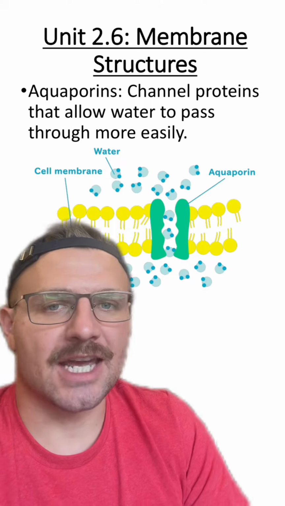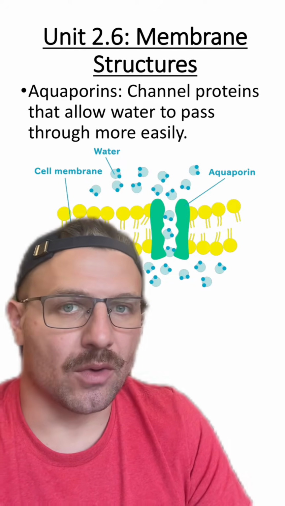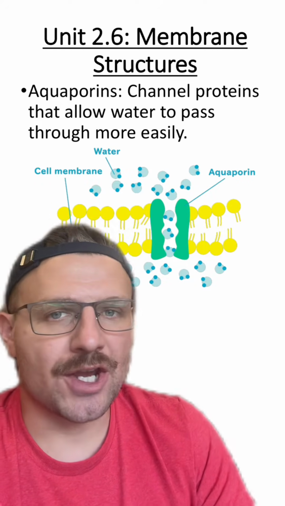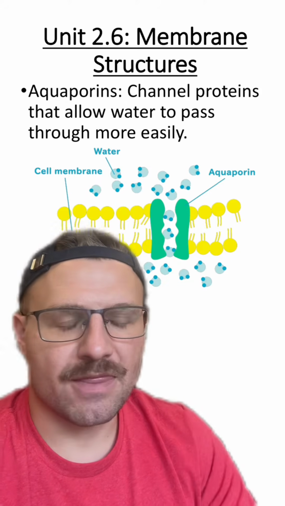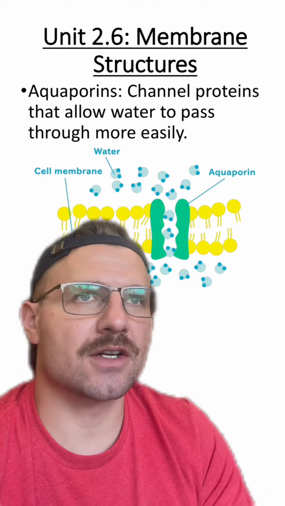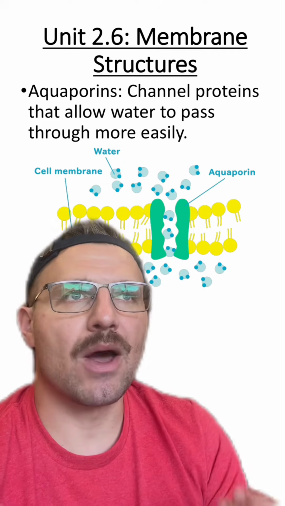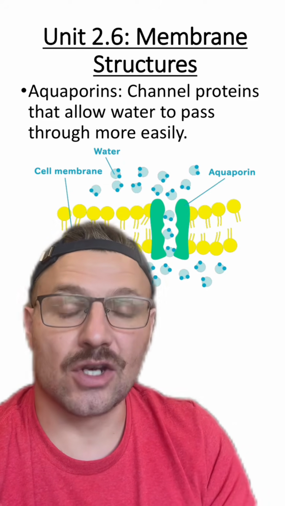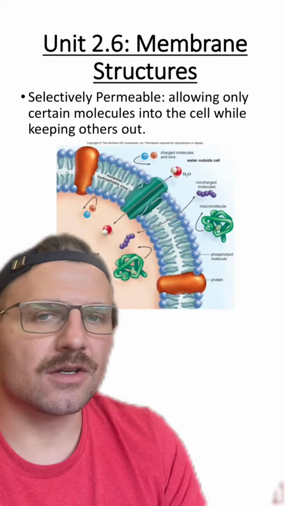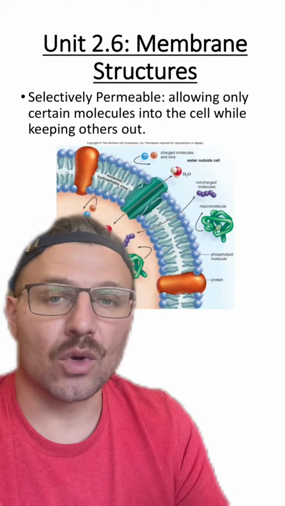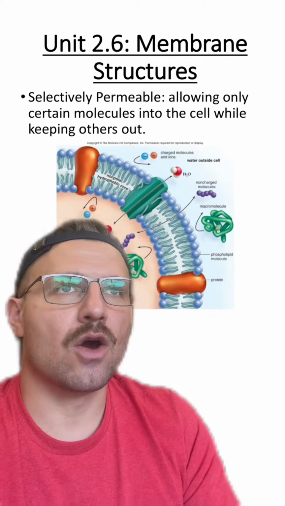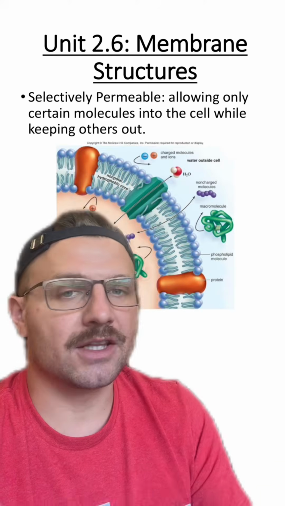For example, a type of integral protein is known as an aquaporin, and like the name implies, it's going to be a channel where water passes through. This is going to be really important because we're going to start talking in the later sections about what molecules can and cannot pass through the membrane. Membranes are known as selectively permeable or semi-permeable. This just means that only certain molecules can move freely past the membrane.